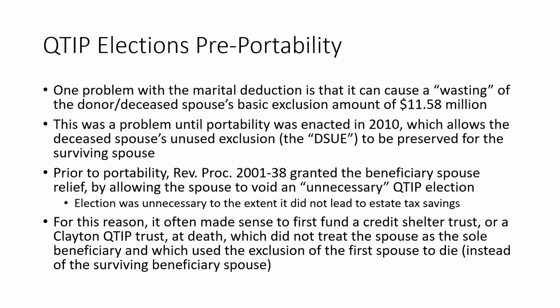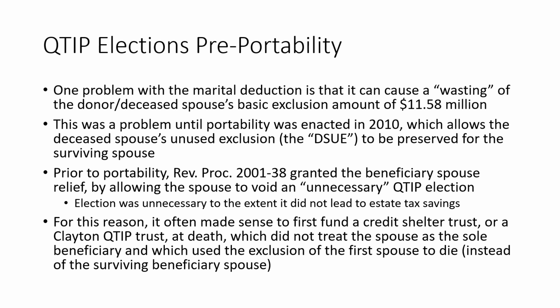Now, before portability, there was a revenue procedure, Rev. Proc. 2001-38, which recognized that any assets over which the QTIP election were made would be included in the surviving spouse's gross estate, and it gave that surviving spouse relief from a tax planning perspective to void an unnecessary QTIP election. So what was unnecessary? In that case, it was really an election that exceeded what was necessary to lead to a zeroing out of the estate tax liability. So in other words, it was a situation where there was a wasting of the deceased spouse's basic exclusion amount.